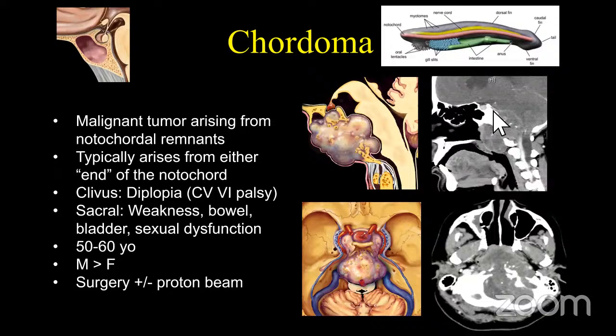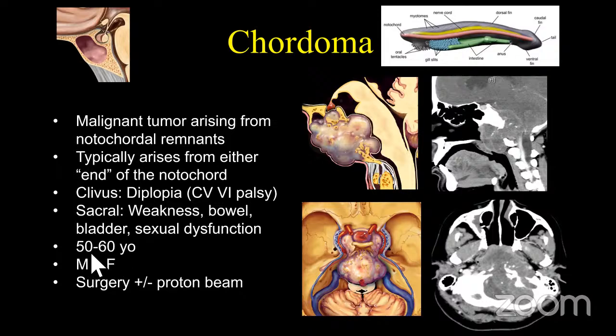And when they do arise from the tip of the notochord at the central skull base, they oftentimes present with the cranial nerve 6 palsy. And we'll talk a lot about that, because one of the real foolers, if you're not careful, is that you'll miss the cause of patients that have the 6th nerve palsy if you don't look very closely. And we'll talk a little bit more in a few slides about Dorello's canal and so on and so forth.